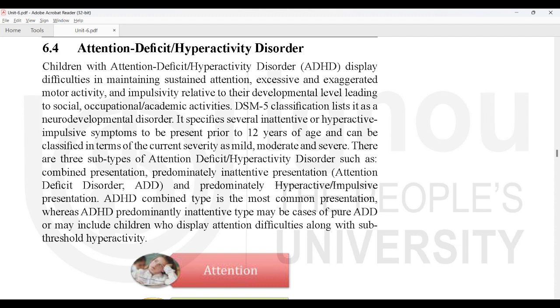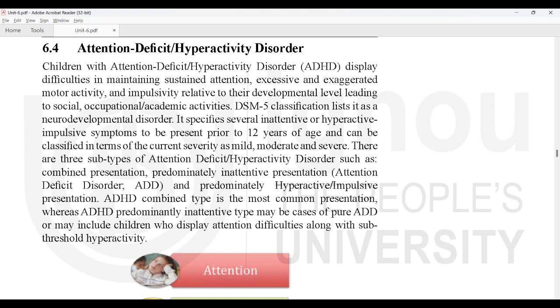DSM-5 classification lists it as a neurodevelopmental disorder. It specifies several inattentive or hyperactive impulsive symptoms to be present prior to 12 years of age and can be classified in terms of the current severity as mild, moderate and severe.